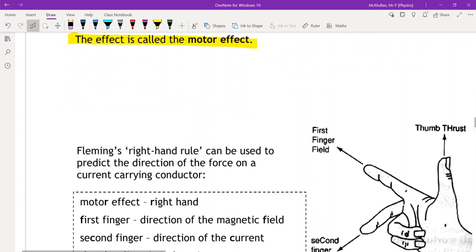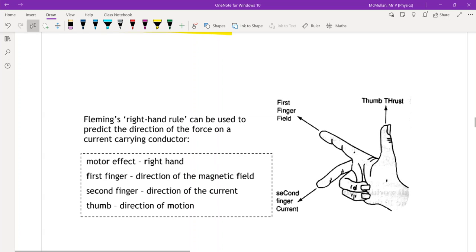You can work out how the motor is going to spin and which way it's going to spin with another rule, which is known as the right-hand rule. So we have a left-hand rule and we have a right-hand rule. Fleming's right-hand rule can be used to describe the direction of the force.